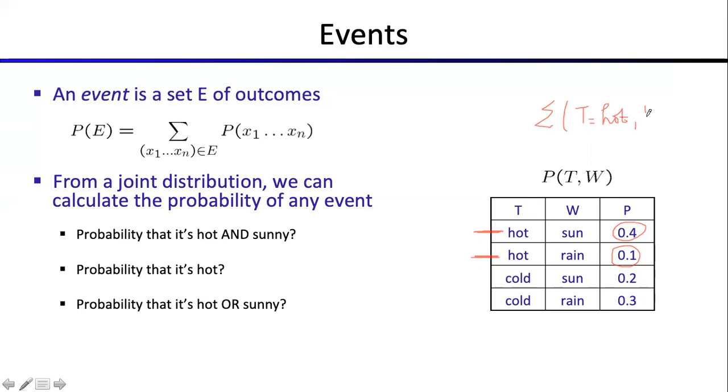For all possible values of W, summed over all possible values of W. So all possible values of W would be sun, sunny and rain. So इन दोनों की probabilities को आप add कर दें, तो this would give you the probability of hot.